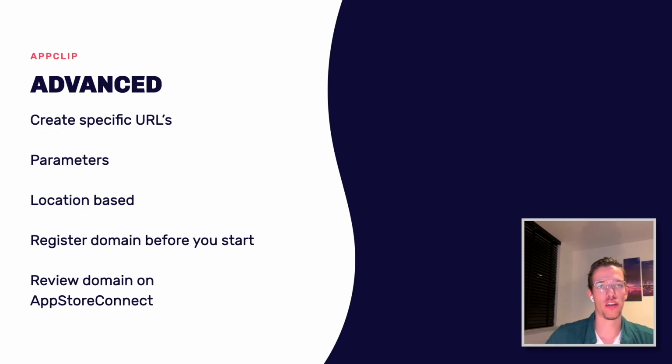But the more interesting part are the advanced opening launches. In here, you can create specific URLs that can also contain parameters. So you only specify the base URL, and everything that is appended as parameters after it, you can extract in your code, read it out, and use it accordingly. You can also make it location-based, and you can even confirm if the user is at a specific location.